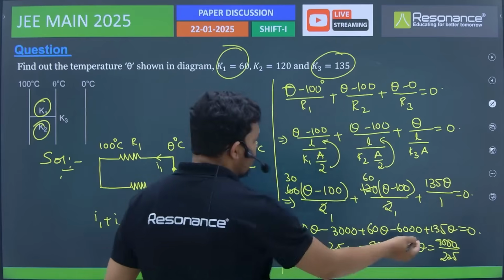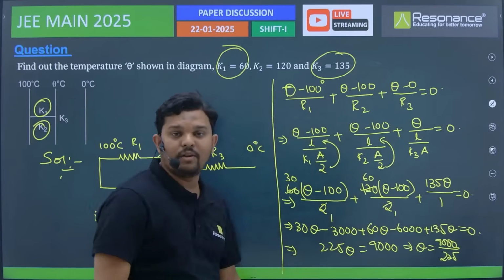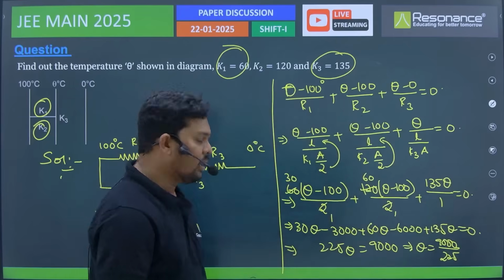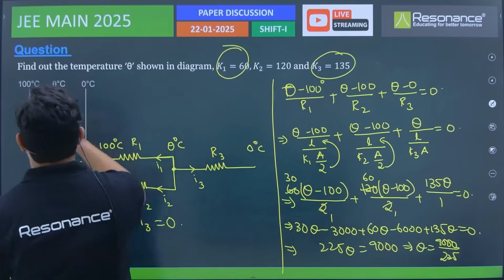That is your final result. If you divide, you will get the final result expressed in terms of temperature. I hope you got my point. Let's go for the next case, the final part.